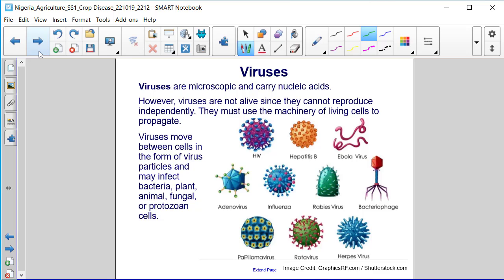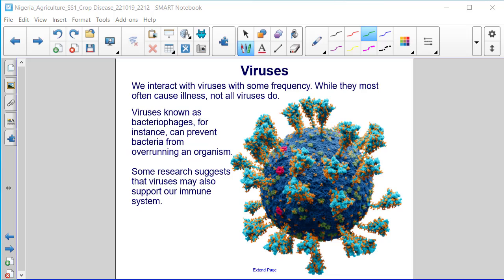Viruses move between cells in the form of virus particles and may infect bacteria, plant, animal, fungal, or protozoan cells. We interact with viruses with some frequency. While they most often cause illness, not all viruses do. Viruses known as bacteriophages, for instance, can prevent bacteria from overrunning an organism. Some research suggests that viruses may also support our immune system.